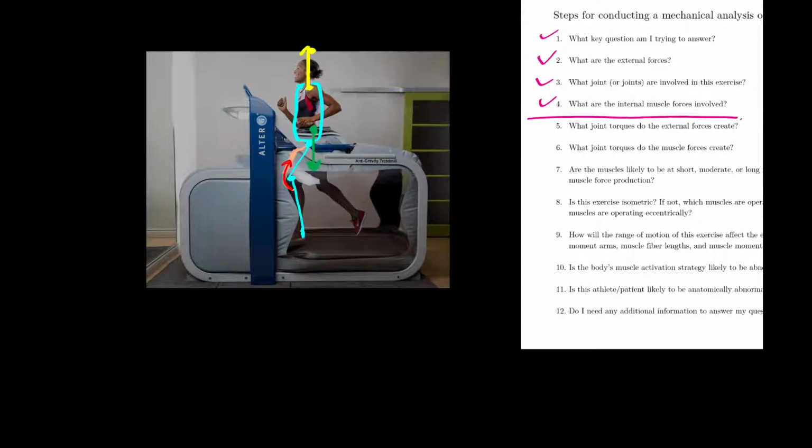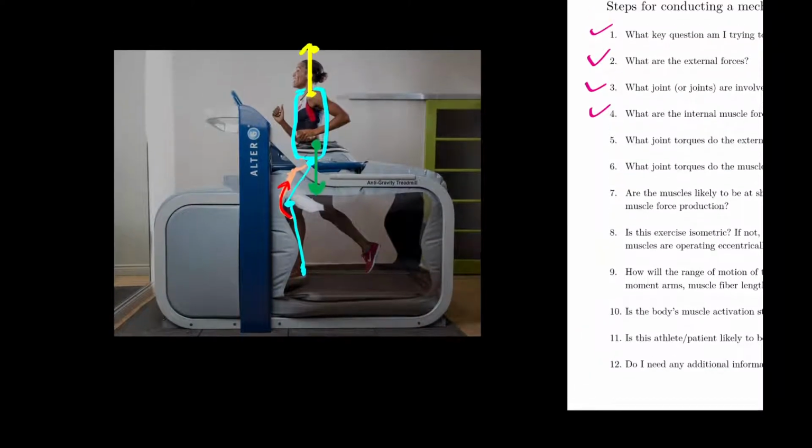Then for number 5, we can think about what joint torques the external forces create. So that would be this force, this force. What kind of torque are they going to create? Well, a torque is the force times the moment arm. So what's the moment arm of this force? Well, I want a line of action, and then it's going to be that distance. And what's the moment arm of this force? Again, I want some line of action for the force, and then it'll be that perpendicular distance.